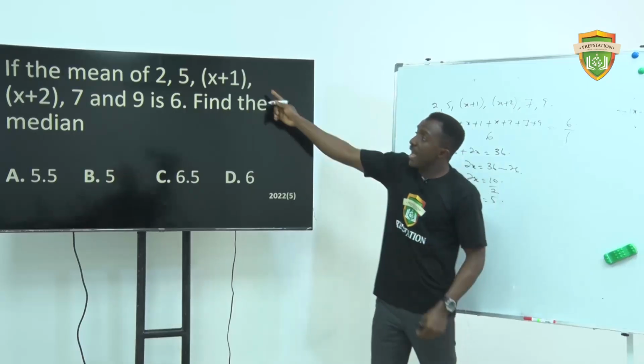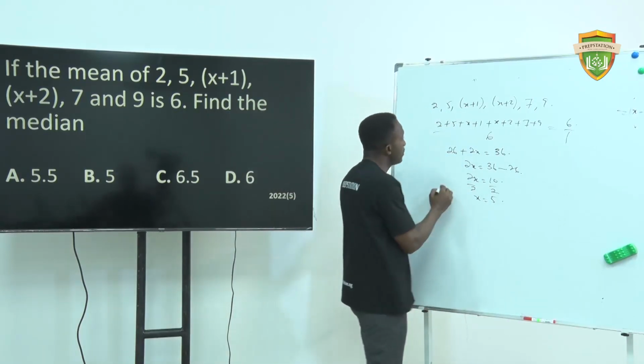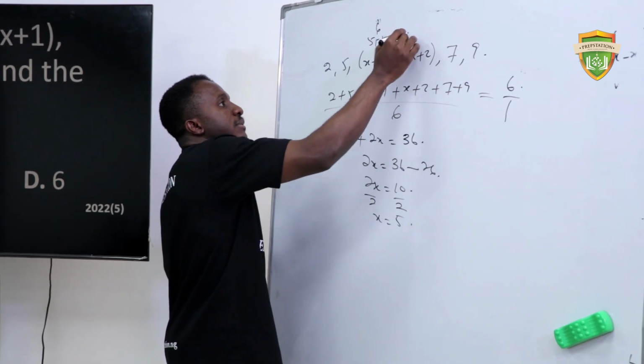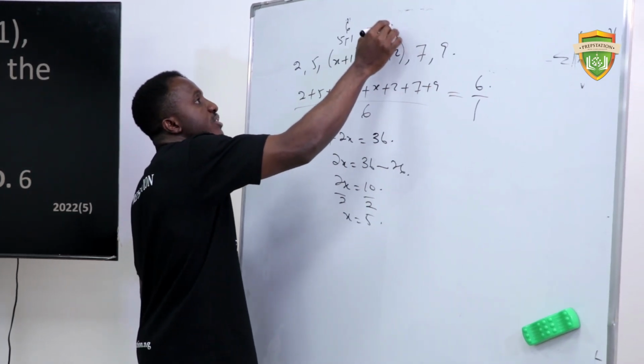Now we're going to put the value of x into what we have. We have 2, remember this. So this becomes 5 plus 1, which is 6. This is 5 plus 2, which is 7.